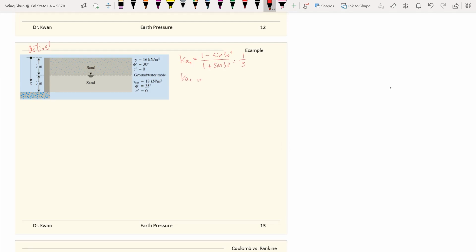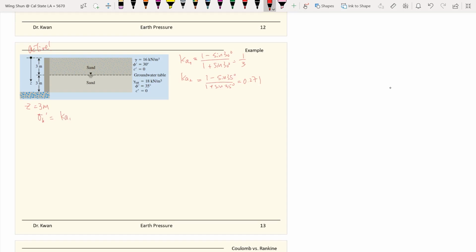And for the second layer, this time the friction angle is 35°. So we will get a different answer. So after these two, then we can calculate the horizontal stress. So first, at the depth of 3 meters, we want to find out the horizontal stress at active conditions.